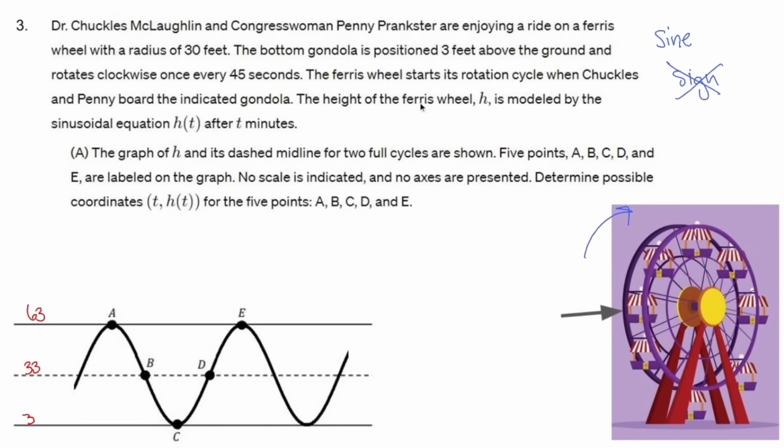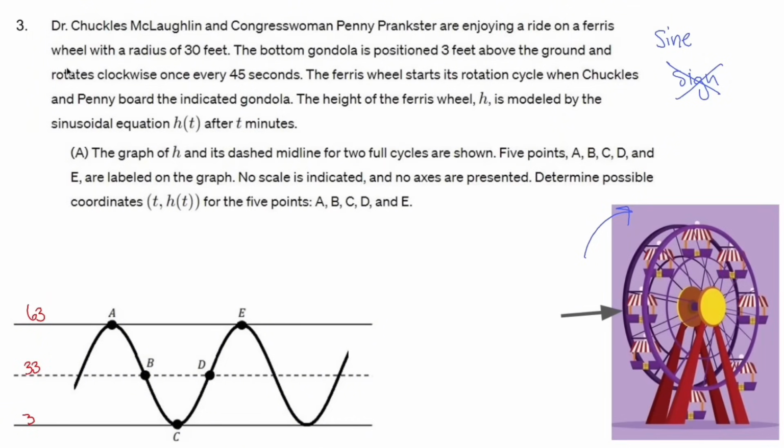The height of the Ferris wheel, h, is modeled by the sinusoidal equation h of t after t minutes. Great. The graph of h and its dashed midline for 2 full cycles are shown. 5 points A, B, C, D, and E are labeled on the graph. No scale is indicated. No axes are presented. Determine the possible coordinates of the 5 points A, B, C, D, and E.